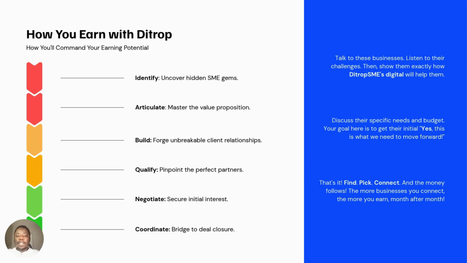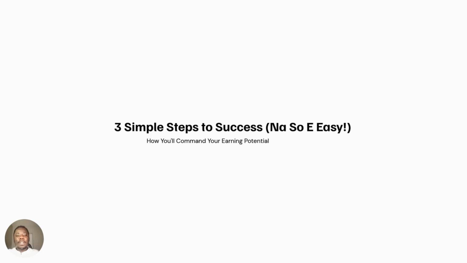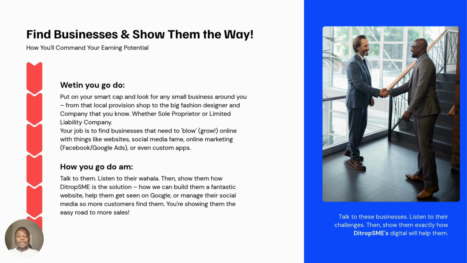So I'm going to go to the next slide. Three simple steps to success. It is easy, it's very easy. So first you find the businesses and show them the way. How do you do it? Put on your smart cap and look for any small business around you, from that local provision store that wants to get visibility, that wants social media presence, that wants to supply to the big guys, to a sole proprietor or a limited liability company.